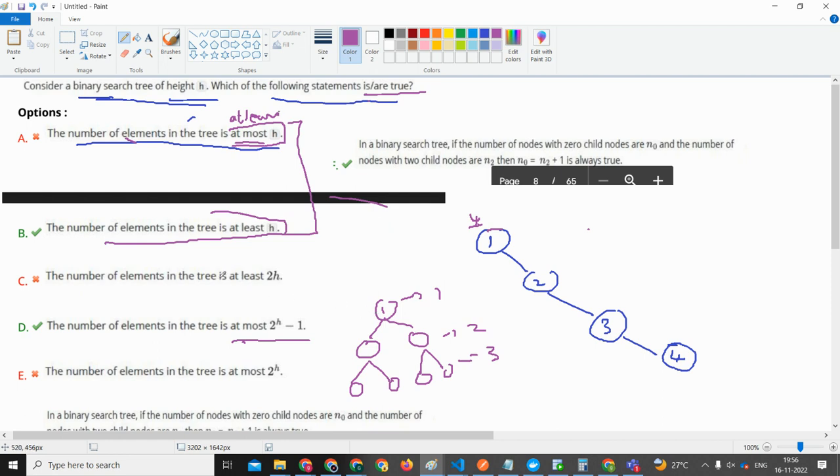But will that work for the given tree? Now you're given an example of a single pass 1, 2, 3, 4. H is 4, and the height is also 4. Then 2 power h minus 1 is 7, is it? Yeah, in this case 2 power 4 minus 1, which is equal to 7. See how many nodes do you have? 1, 2, 3, 4, 5, 6, 7.